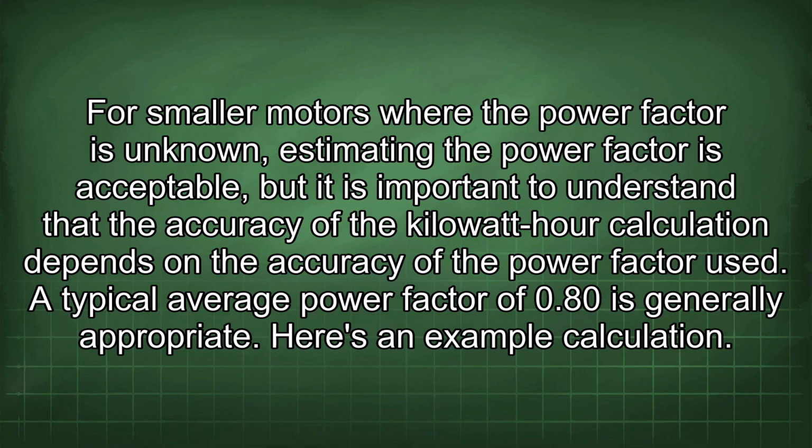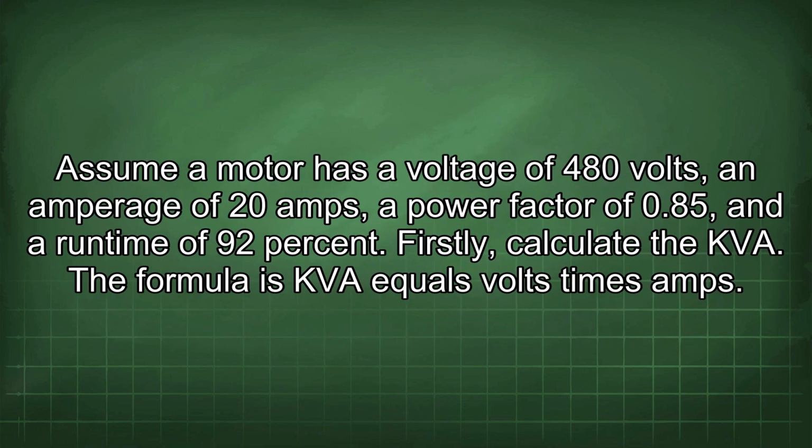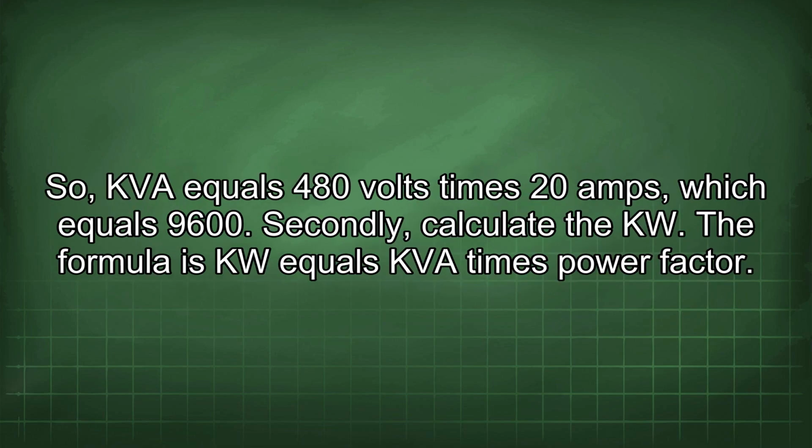Here's an example calculation. Assume a motor has a voltage of 480 volts, an amperage of 20 amps, a power factor of 0.85, and a runtime of 92%. Firstly, calculate the kVA. The formula is kVA equals volts times amps. So kVA equals 480 volts times 20 amps, which equals 9,600.